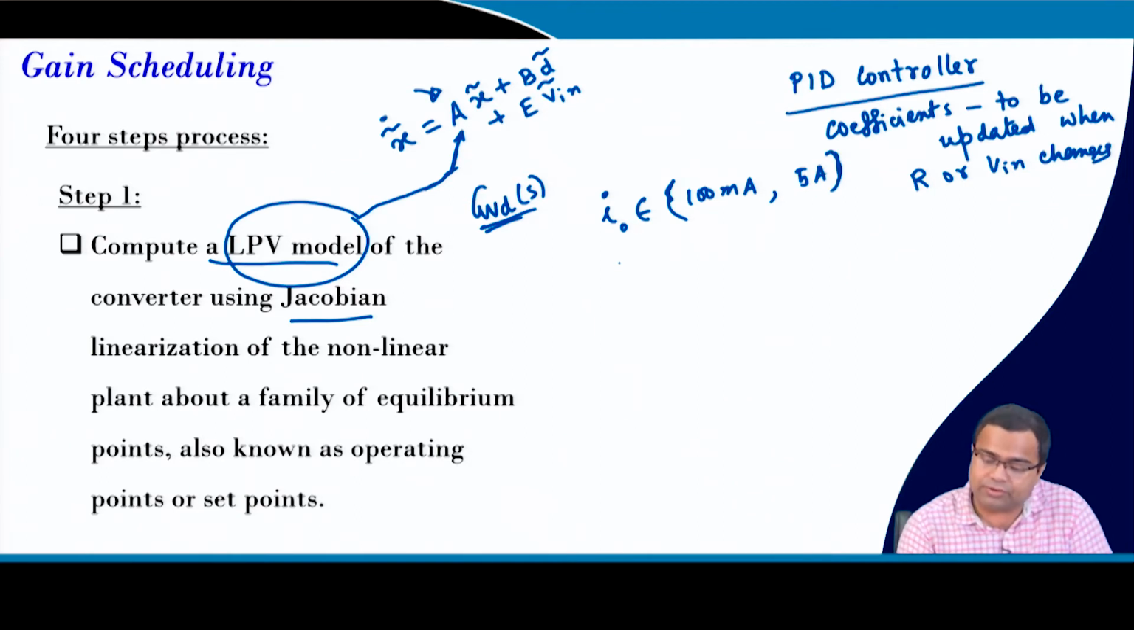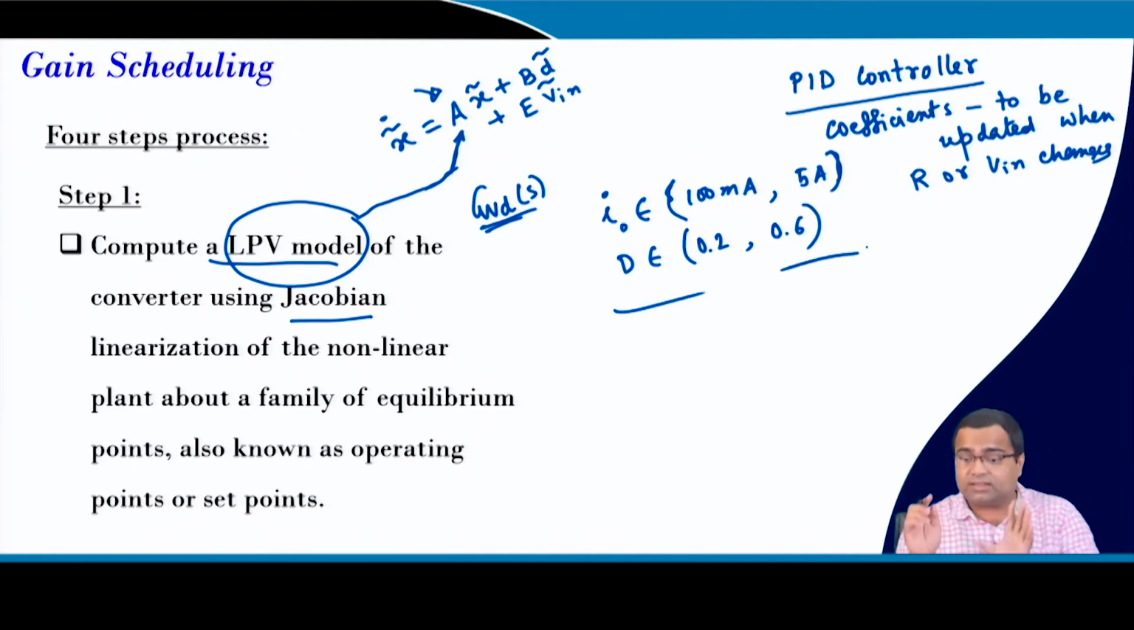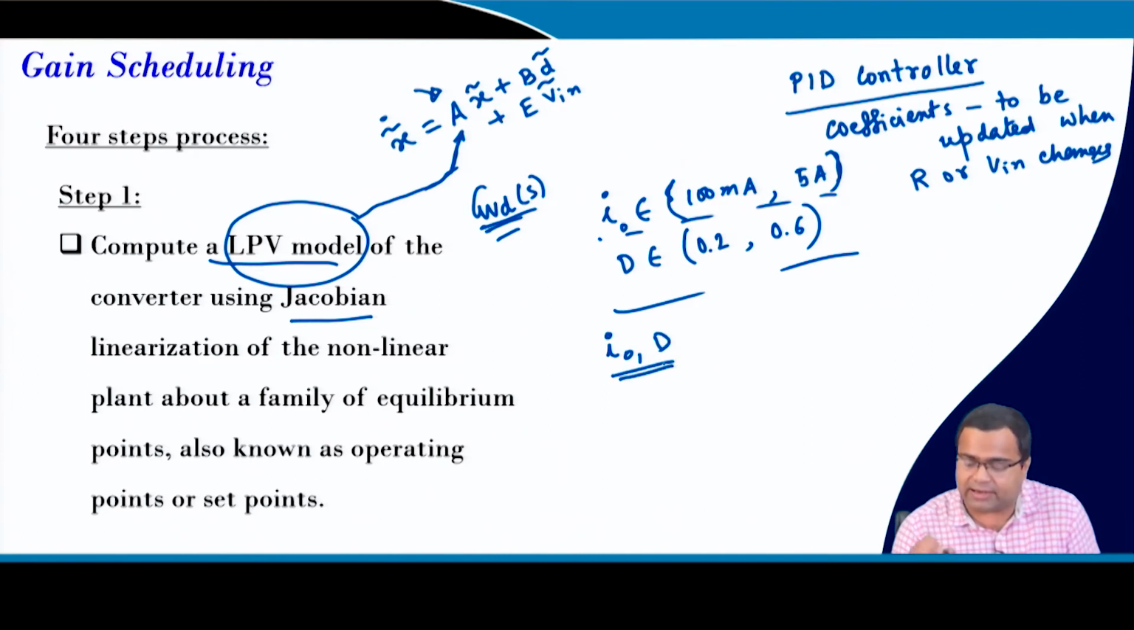Similarly, if your duty ratio varies from, let us say, 0.2 to 0.6, that means within this load range and duty ratio, we need to compute this GVD for a certain range, because we need to take some combination. That means we need to take a certain combination of D and I0. For example, I can take load current to be 1 ampere and duty ratio to be 0.3, like that. So, we can take this combination, and we have to design the controller.